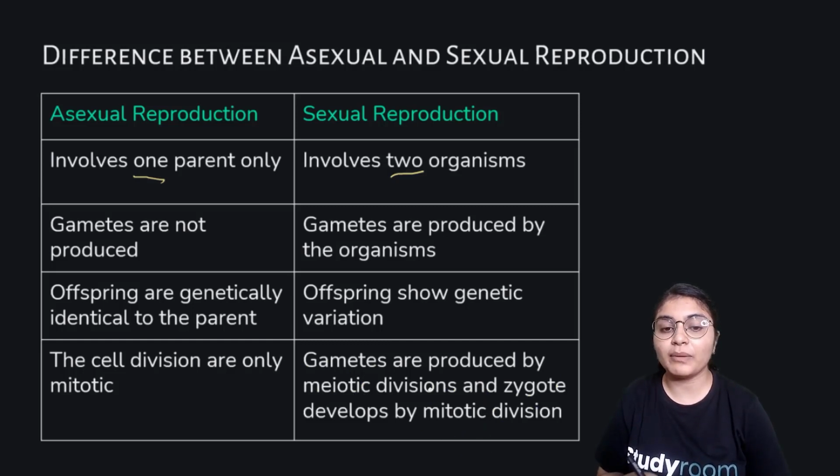So here we have to remember that gametes are related to meiosis, and the development of zygote is related to mitosis division. So you need to remember these two, do not interchange them, just remember that the gametes are produced by meiosis and the zygote development is done by the process of mitosis, right?